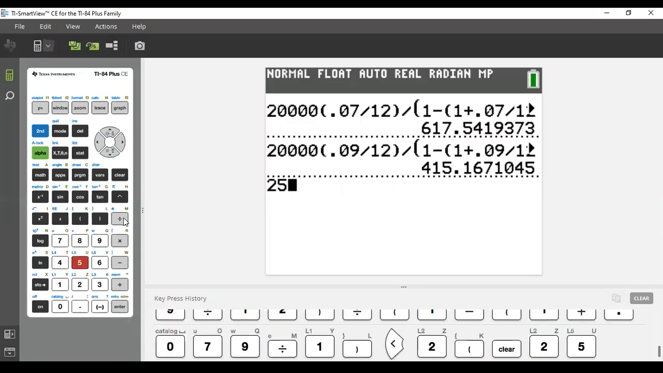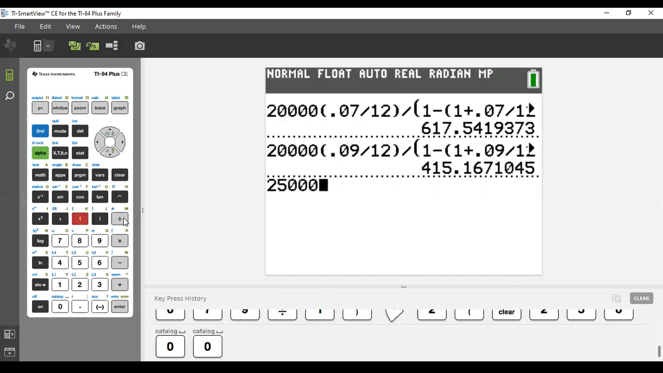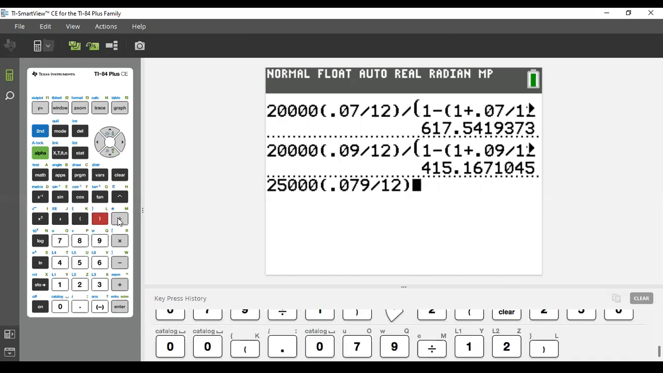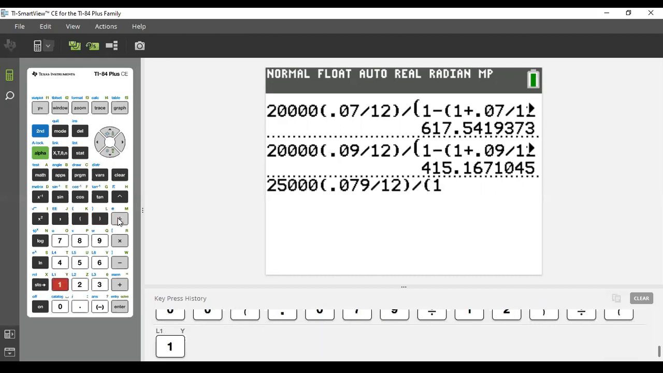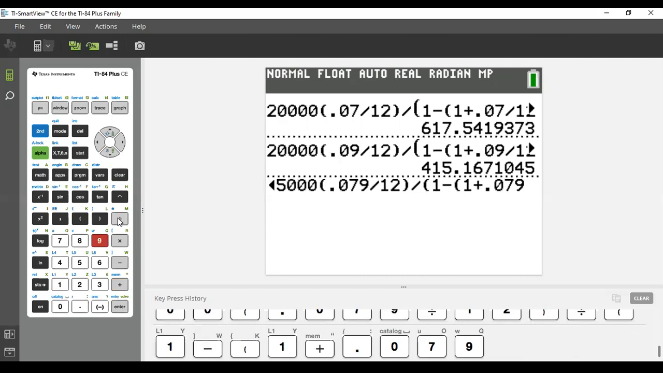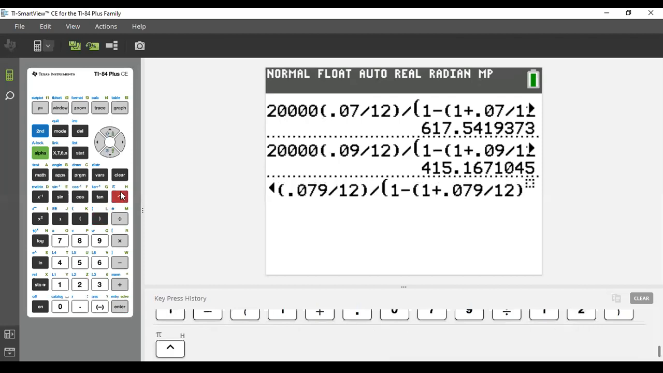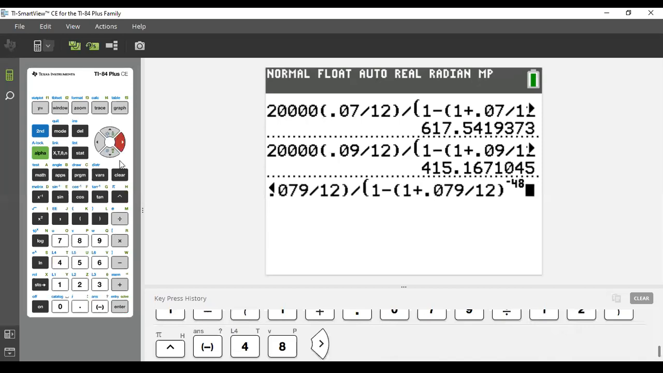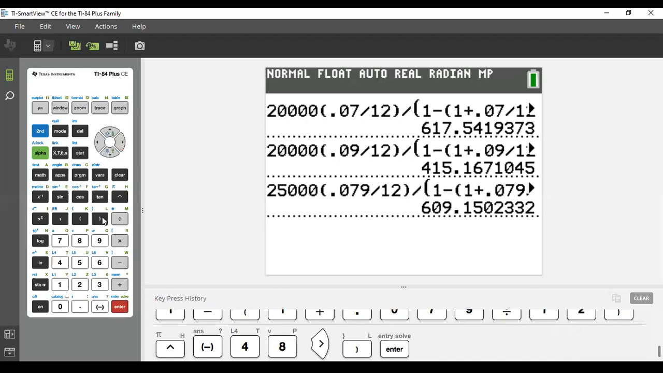Okay, so 25,000 times 0.079 over 12 divided by 1 minus parentheses 1 plus 0.079 over 12, all raised to the negative 48. Down and close, and it comes out to be 609. That is the payment for the new car.